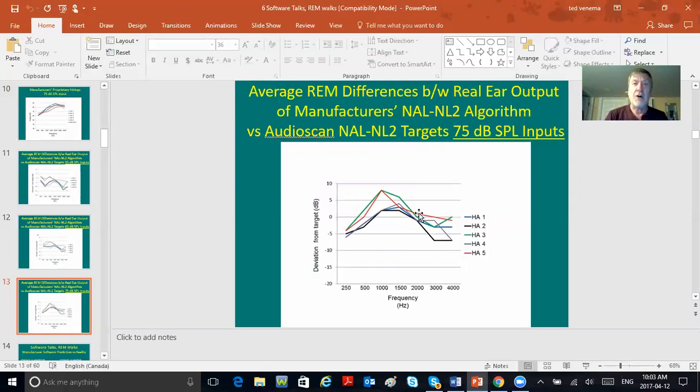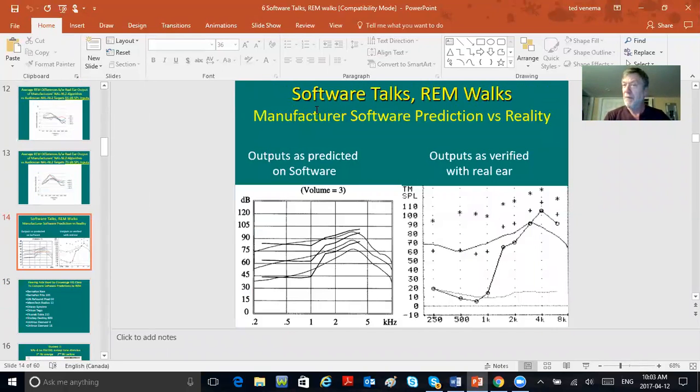And so to take it all home, basically what it means is NAL2 isn't truly NAL2 among all the manufacturers. They implement it slightly differently. It's weird. So back to the topic now. Software talks, real ear measurement walks.